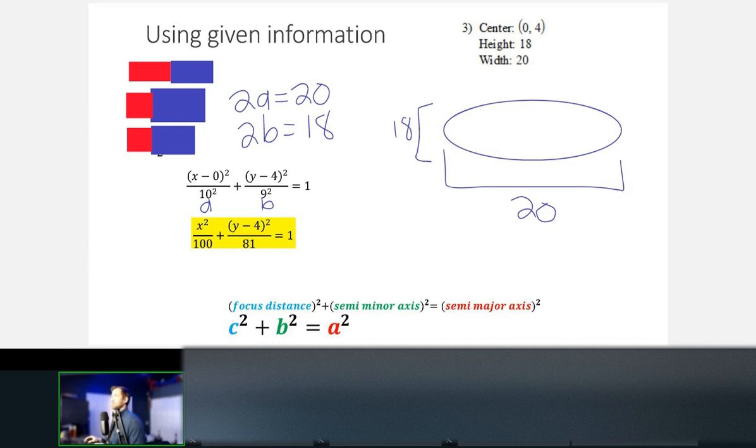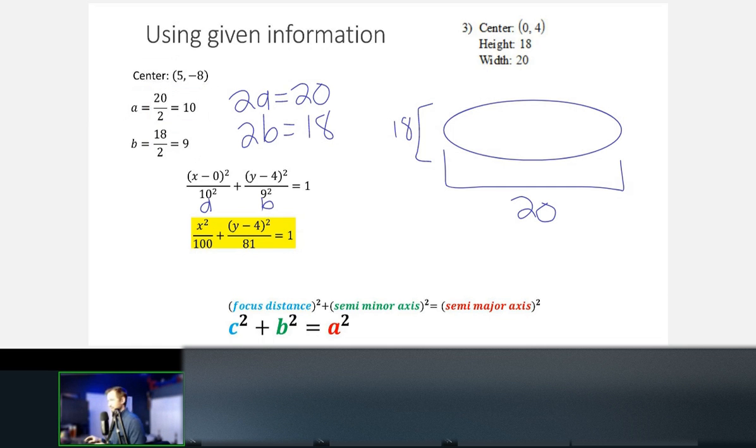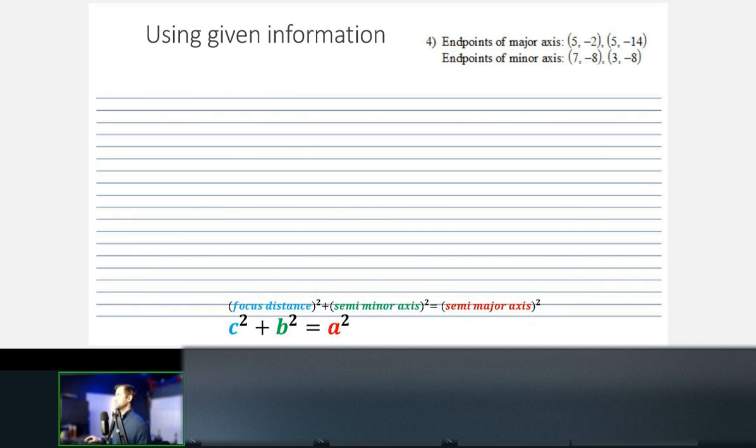We know the center. And then here's just from the diagram, you can just take the 20 divided by 2 and get 10, and take the 18 divided by 2 and get 9. But using the formulas, this is what you would want to create, and then you want to solve them to solve for a and b, which you would get 10 and 9, of course. So also, this problem wasn't too bad. So let's look at number 4 here.